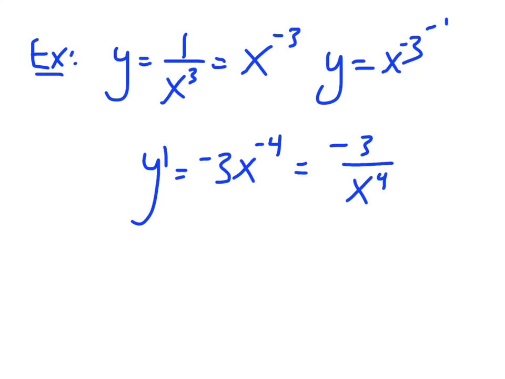Negative 3 over x to the 4. So that's a great way of avoiding some of the other more complicated derivative rules and just rearranging and simplifying in order to use power rule. Another example would be something like this.